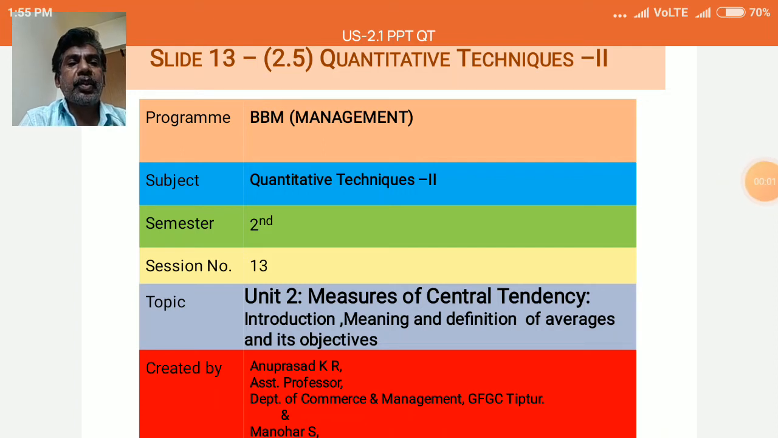So far, we have discussed the introduction part of statistics. Now, we shall discuss measures of central tendency.